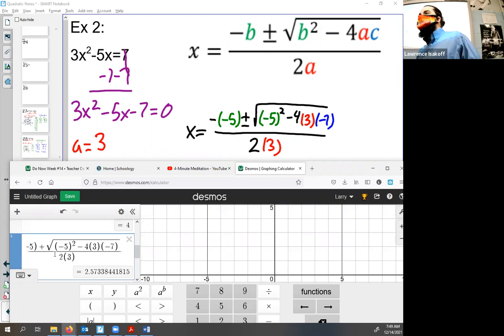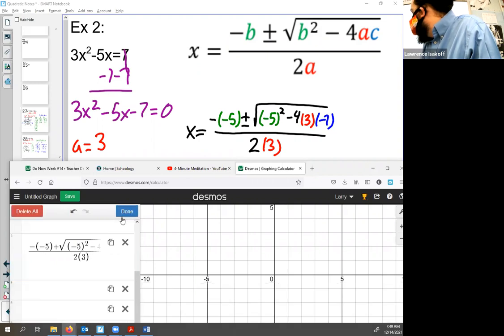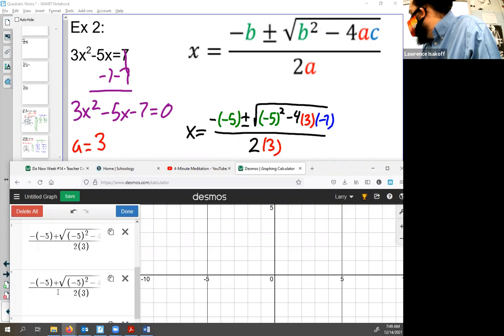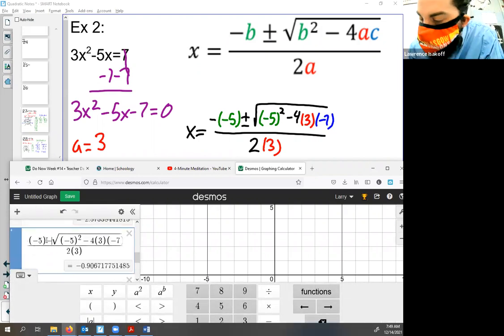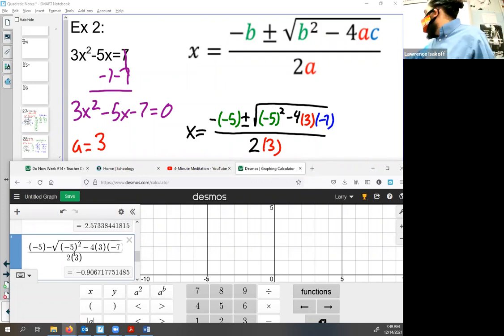So that's one of my answers. And I'll just go get 3 decimal places on it. So 2.573. Now I need to do the negatives. So I'm going to hit the gear here. And again, I want to duplicate or copy. And then I can change the plus here to a minus, so it's a lot less typing. So I get this right here. It's 2 different answers.